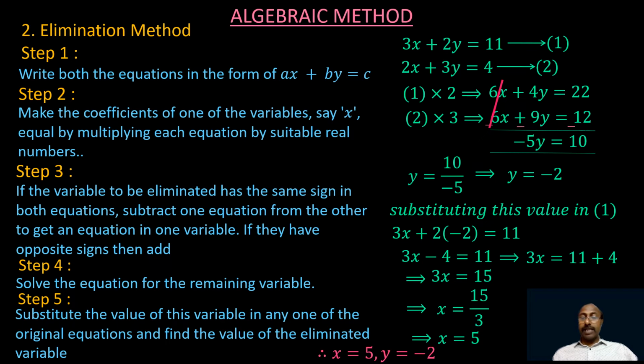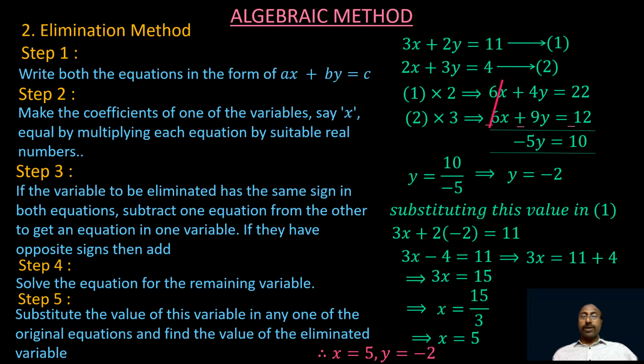We can check whether these two values are right or not. By substituting in equation 1, 3 into 5 is 15 plus 2 into minus 2 is minus 4. 15 minus 4 is 11. So the first equation is satisfied. And in the second equation, 2 into 5 is 10 plus 3 into minus 2 is minus 6. 10 minus 6 is 4. The second equation is also satisfied. So our solution is right.